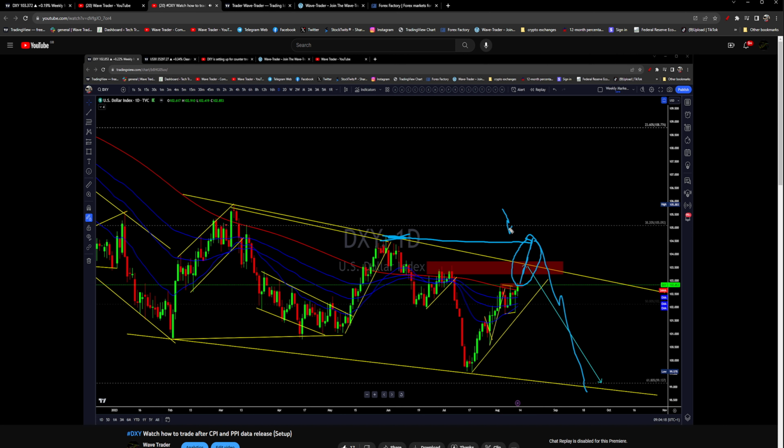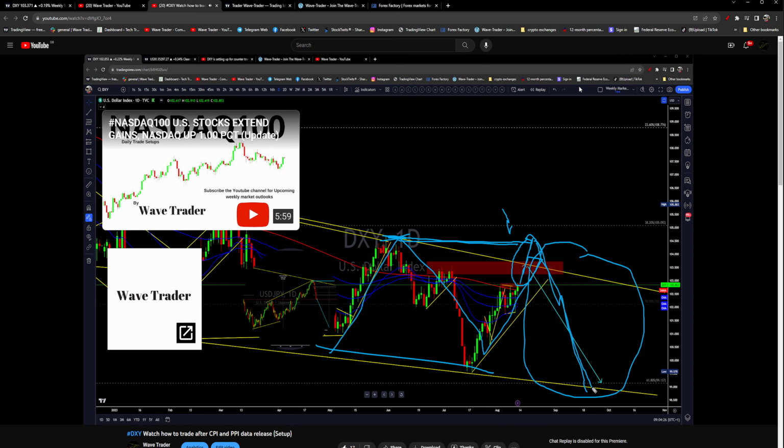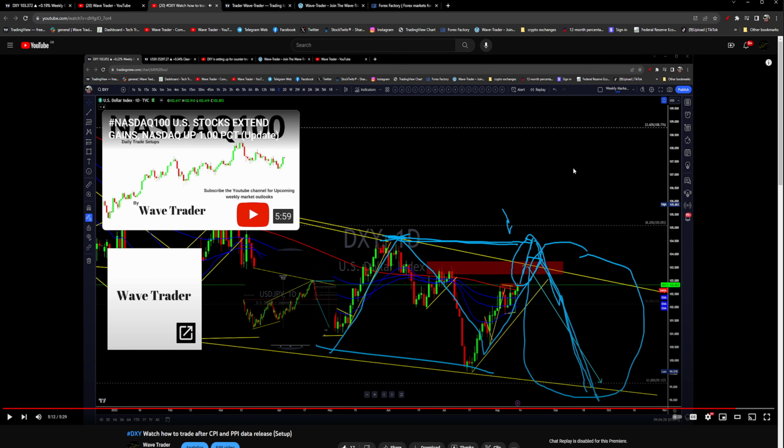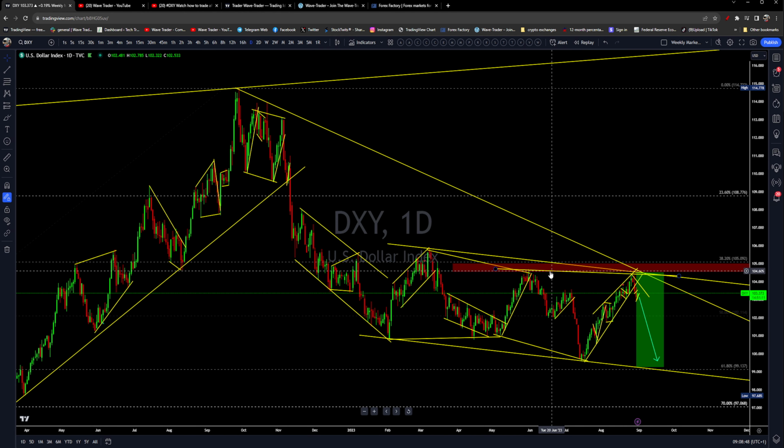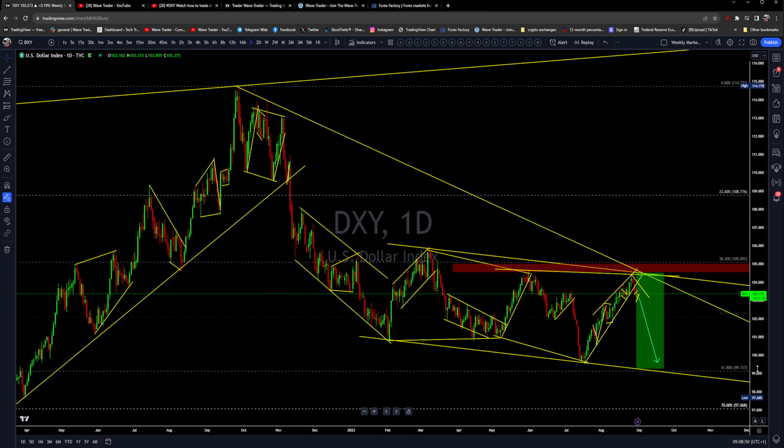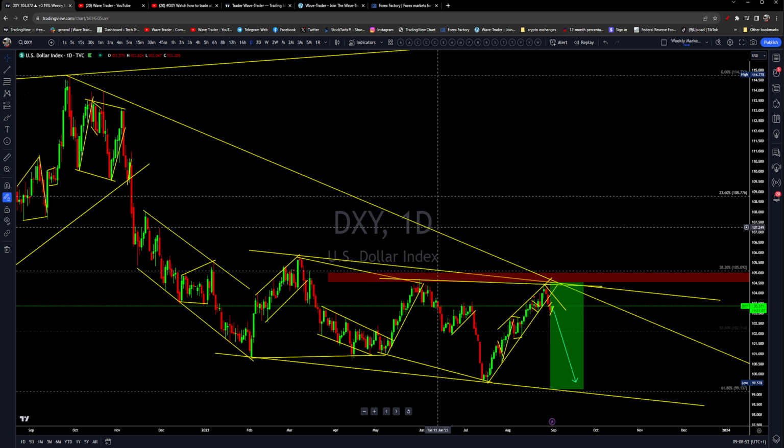But in case that happens, the bigger structure is not going to change, all right? The bigger structure is still going to be bearish on the dollar index. We're still going to search for one more leg lower. Okay, so that was the previous video analysis, just to let you know what we were expecting and what has happened over there.